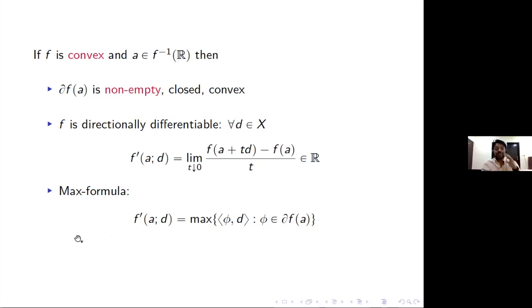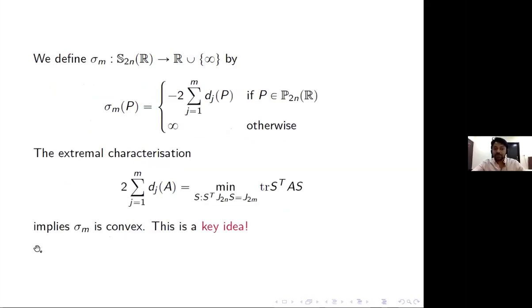So now, keeping these properties of convex functions in mind, we define a convex function associated with symplectic eigenvalues as follows. Given any positive integer m between 1 and n, we define sigma m on the space of 2n cross 2n real symmetric matrices as follows. If P is a positive definite matrix, then sigma m of P is defined as -2 times the sum of the first m symplectic eigenvalues of P. And if it is not positive definite, then we simply define it to be infinity.